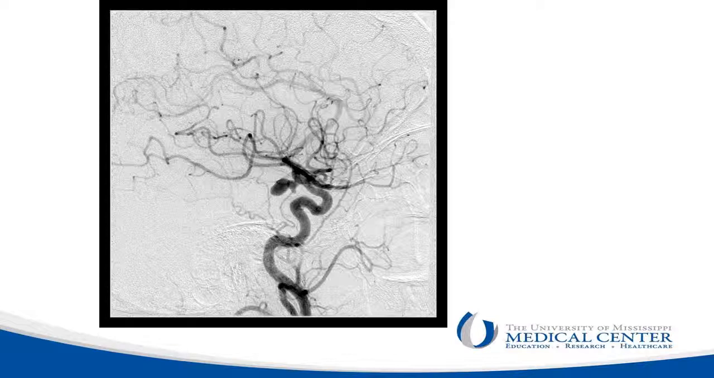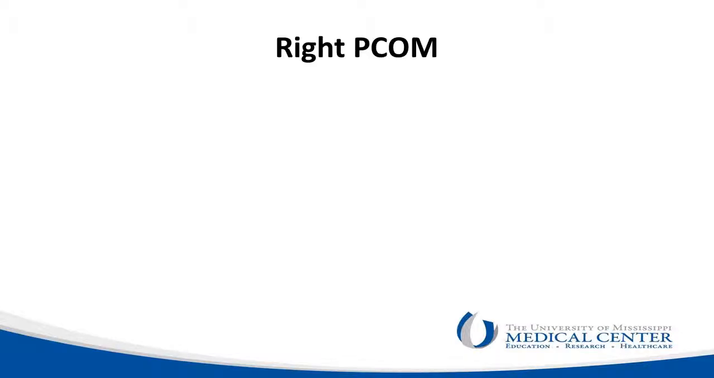An angiogram is performed, and we can see that the aneurysm is somewhat multilobulated, arising from the region of the posterior communicating artery.